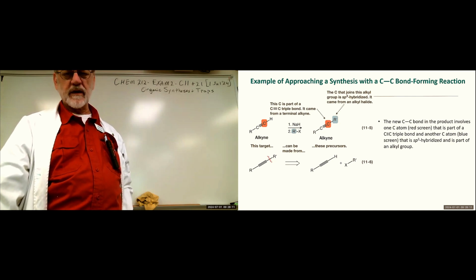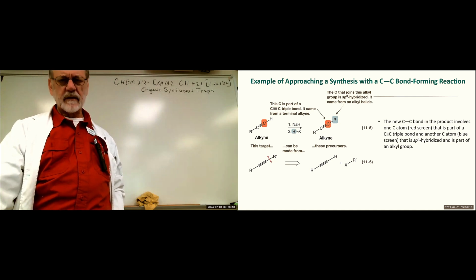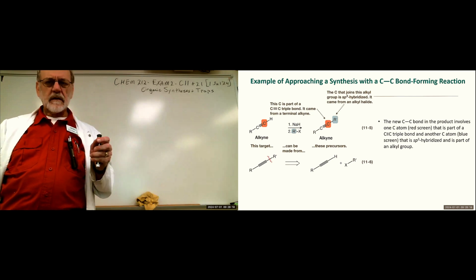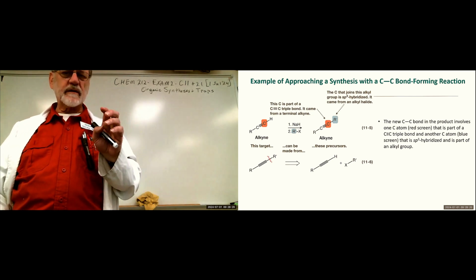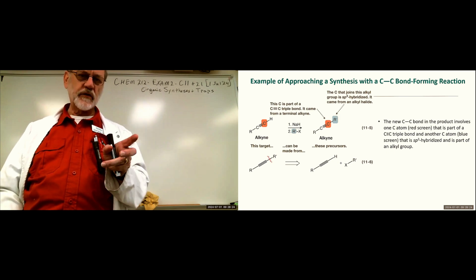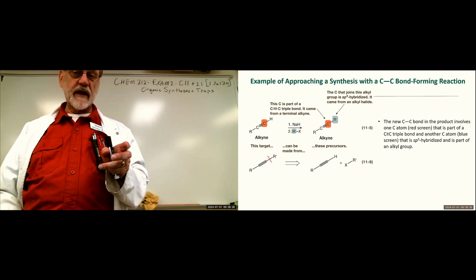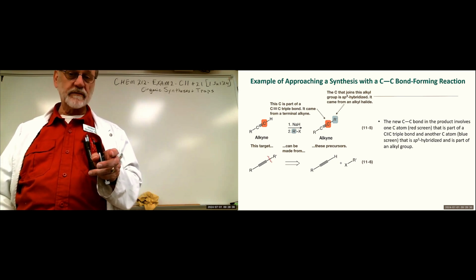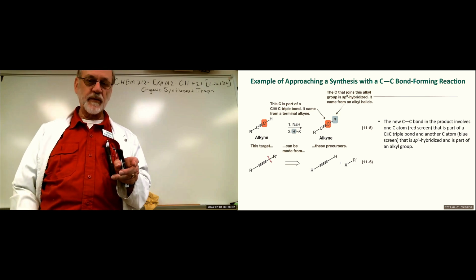I forgot I had notes in here. I should just do the notes and then talk about the notes. So the new carbon-carbon bond in the product involves one carbon atom, they call it a red screen, that's part of the triple bond, and another carbon that's sp3 hybridized as part of an alkyl group.